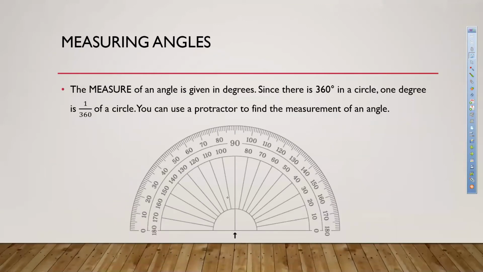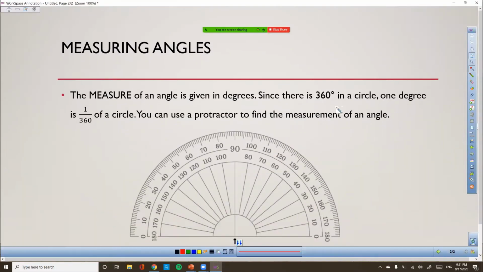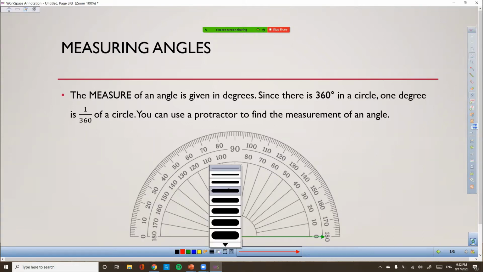Now, the measure of an angle is given in degrees. Since there are 360 degrees in a complete circle, 1 degree is 1 out of 360 of a circle. So we can use a protractor to find the measurement of an angle. For example, let's say I have an angle where I start at 0. If I start right here at 0, the measurement of the angle depends on how much I open up.